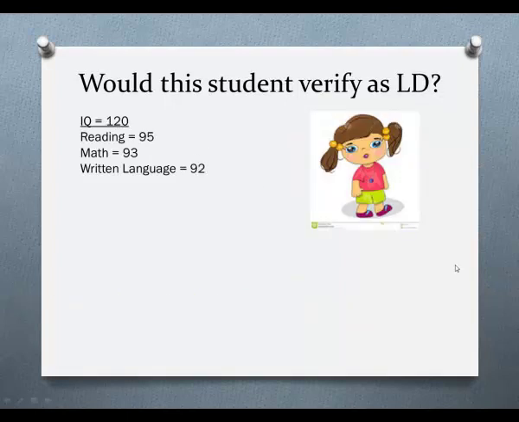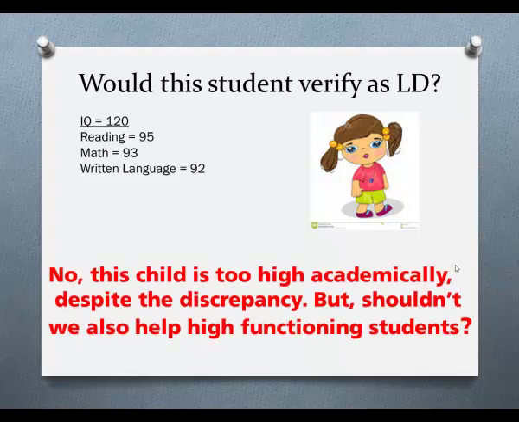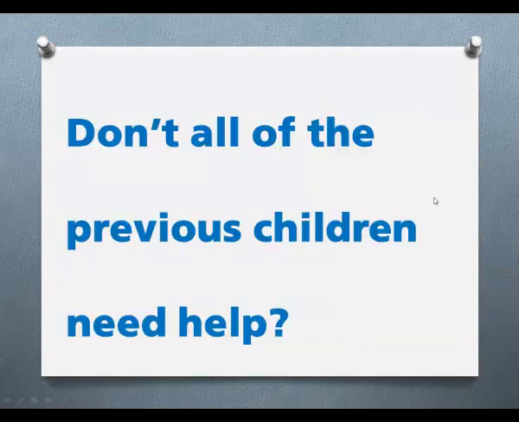Would this student verify as LD? This student has an IQ of 120, reading standard score of 95, math standard score of 93, and written language standard score of 92. No, because this child is too high academically, despite the discrepancy. As we can see, all these scores are over the 90 federal criteria and the 85 criteria for Nebraska. But don't we want to help these higher functioning students as well? Don't all of the previous children need help?